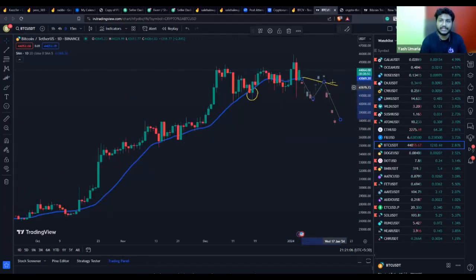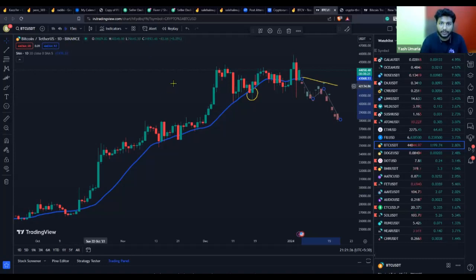A proper rejection from the 20-day moving average. That will be a good thing for us. If we get a rejection from a 20-day moving average, that's great. A proper rejection from a 20-day moving average, then it will be a good part. We need something like this. Once we get this kind of situation, believe me, every coin will start moving in a downward direction automatically, because everything will be bearish at that point of time.